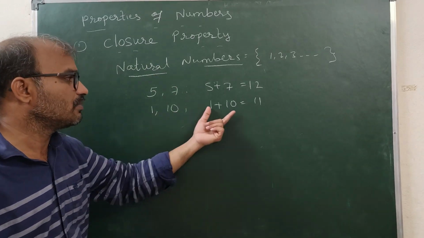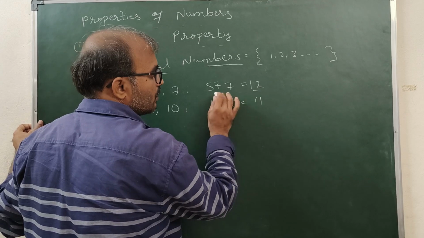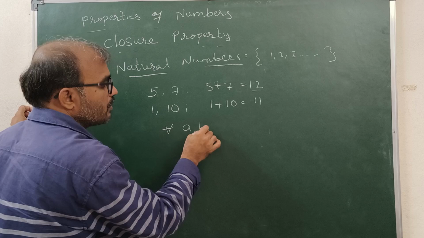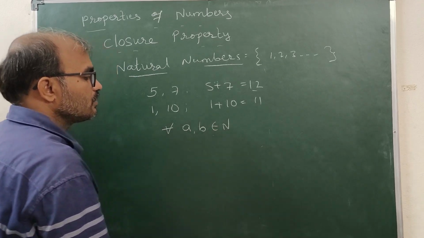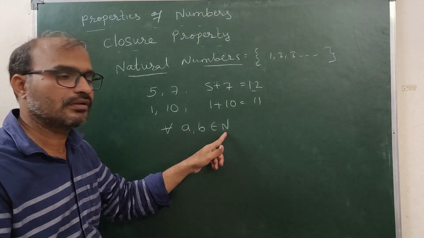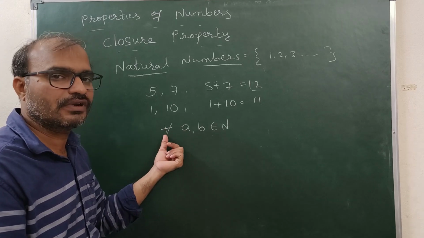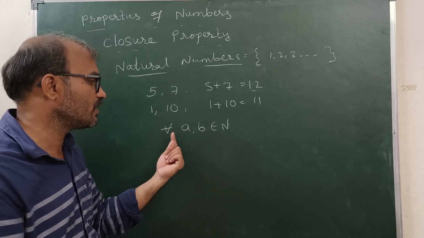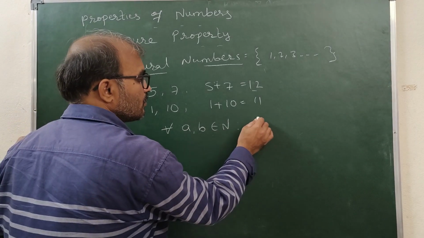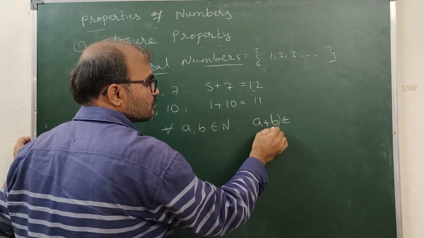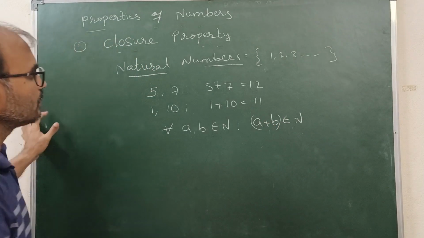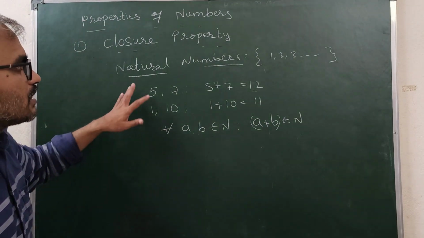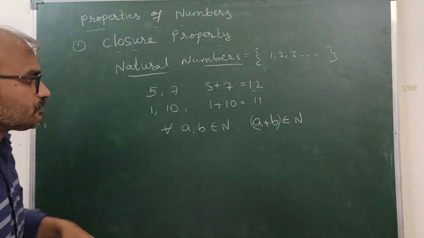Means sum of any two natural numbers is again a natural number. So you can say for all a comma b belongs to N, this symbol stands for belongs to, means for each and every a and b in natural numbers, a plus b also belongs to natural numbers, right? That is why natural numbers are closed under addition, or natural numbers satisfy closure property under addition, right?